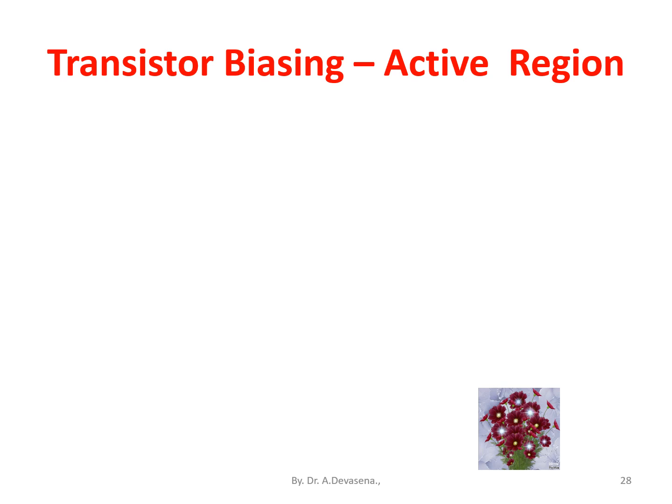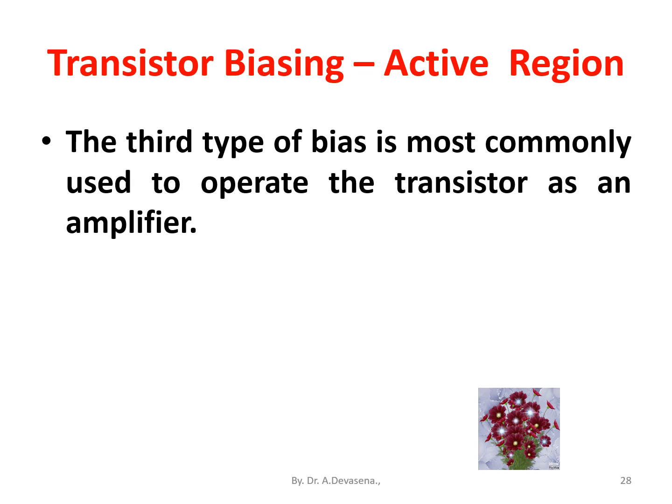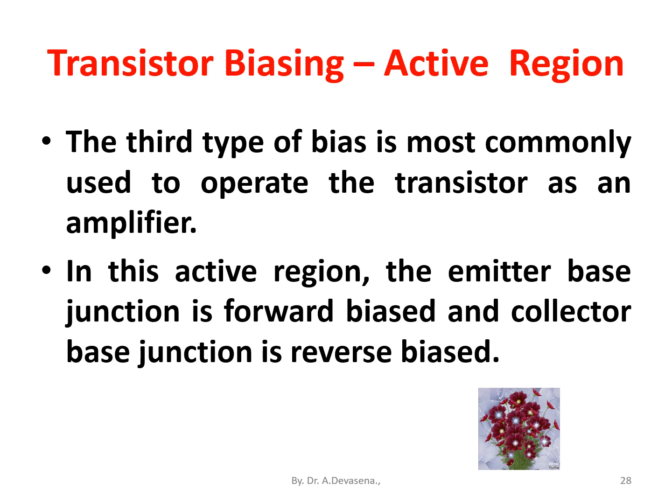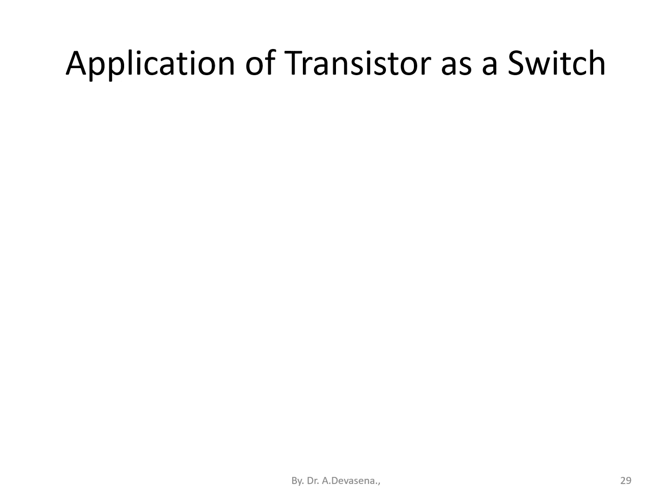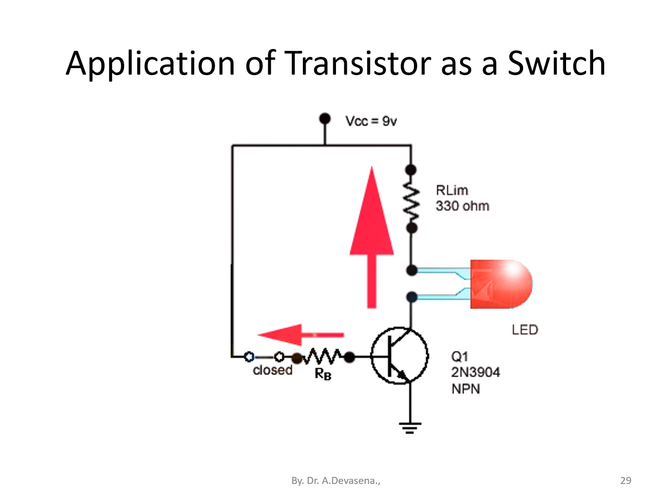Transistor biasing, active region. The third type of bias is most commonly used to operate the transistor as an amplifier. In this active region, the emitter base junction is forward biased and the collector base junction is reverse biased. Here is a representation of application of a transistor as a switch. When the switch is closed, current flows through the transistor. Due to that, the LED glows. This is indicated here.